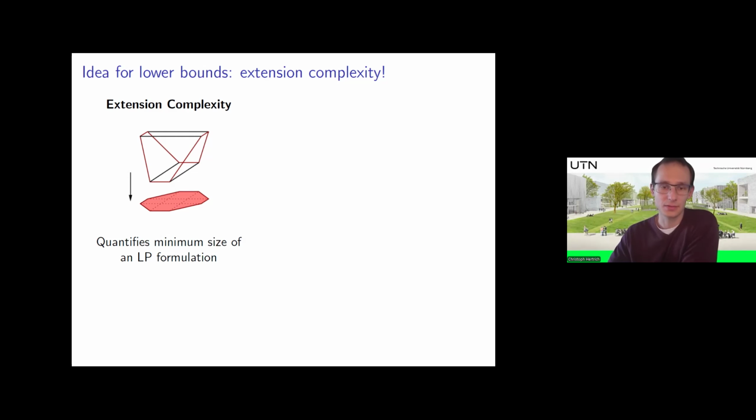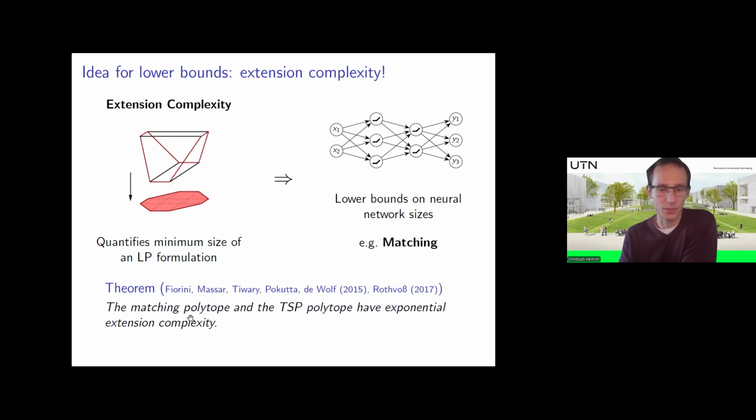And what people have proven is that for certain polytopes that correspond to certain combinatorial optimization problems, like the matching problem, for example, but also NP-hard problems like the TSP problem, the associated polytopes have exponential extension complexity. So if you want to solve them with a linear programming computation, you need exponentially many inequalities. So you cannot get a polynomial size algorithm that way.